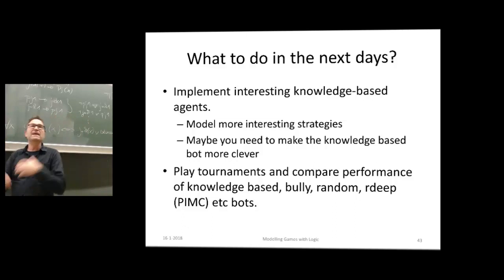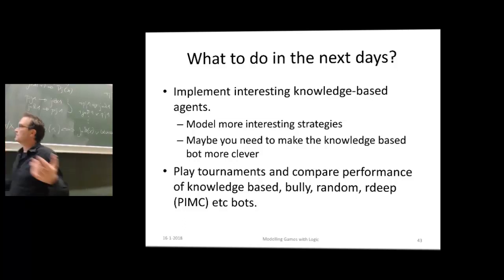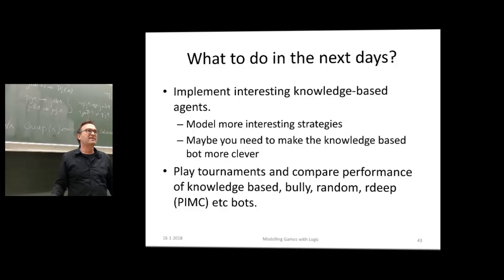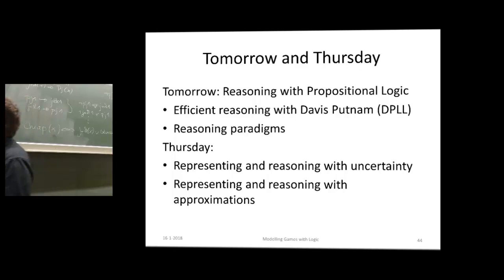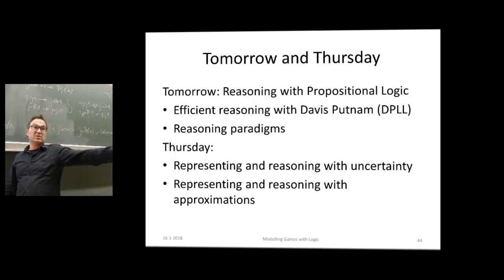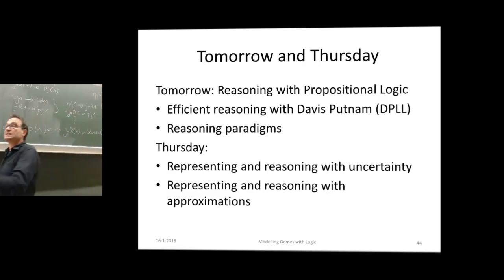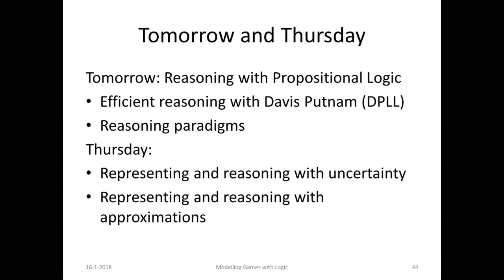And then start playing around with the stuff to get a feeling, and play tournaments against the different types of agents that you have. There are now many that work on the game, I think. Try to find out which one performs well and why and so forth. Tomorrow I will talk about Davis-Putnam and how this works, and shortly discuss a second reasoning paradigm. And on Thursday we get into knowledge representation of uncertainty, where you are not really sure whether something holds or not, and approximations where you know more or less whether things are true or not.